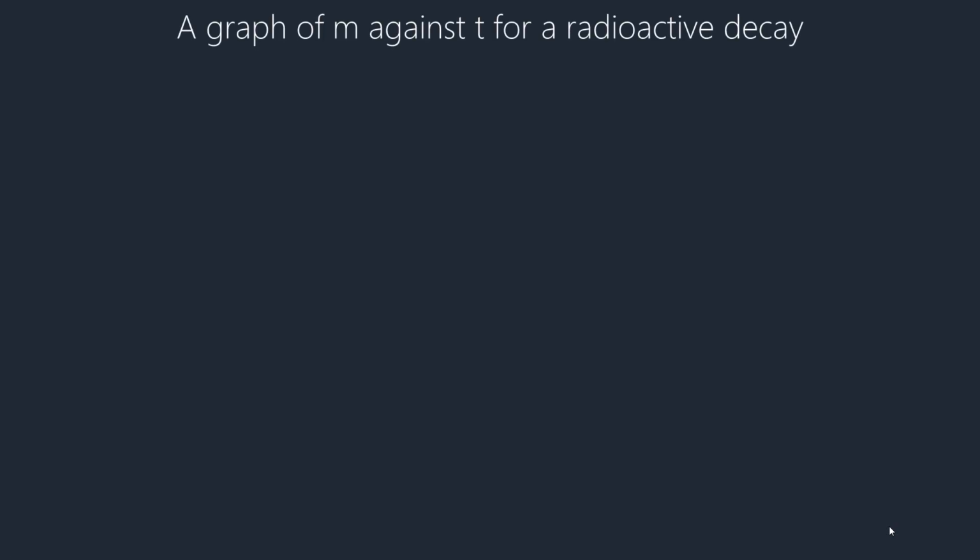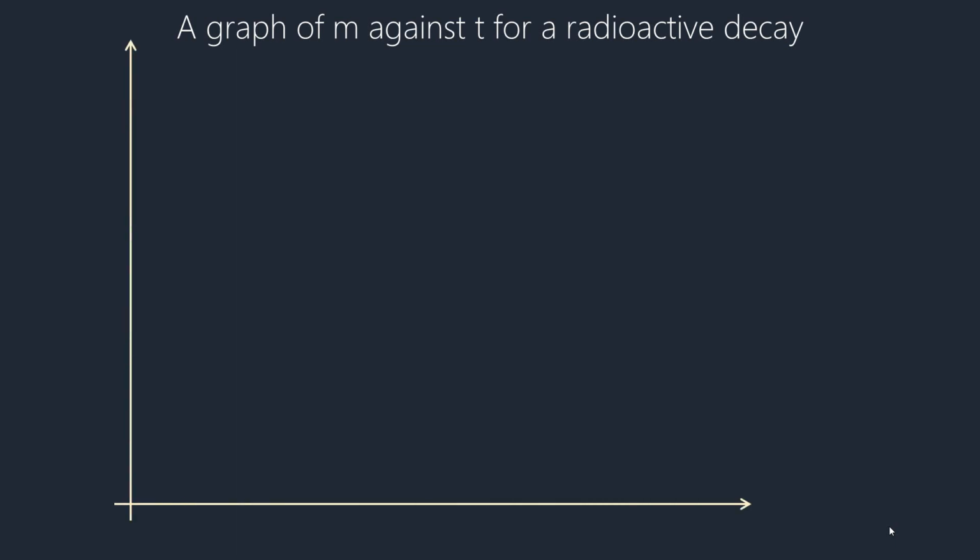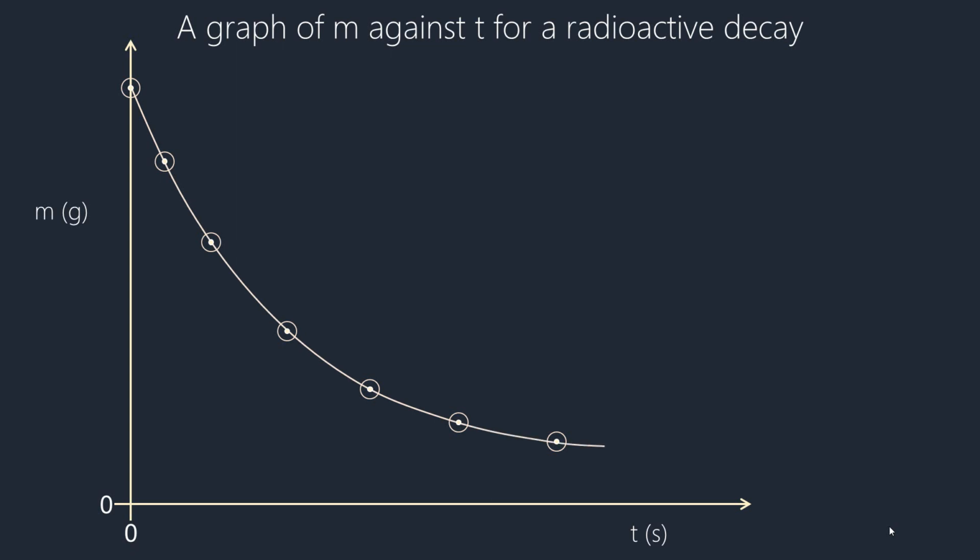A graph of m against t for a radioactive decay. We will have a vertical line and a horizontal. On the vertical we're putting m in grams, on the horizontal we're putting t in seconds, and ensure that the vertical and the horizontal values start from 0, and then we plot a dot and a circle, a dot and a circle, and then you draw a smooth curve through the plotted points.